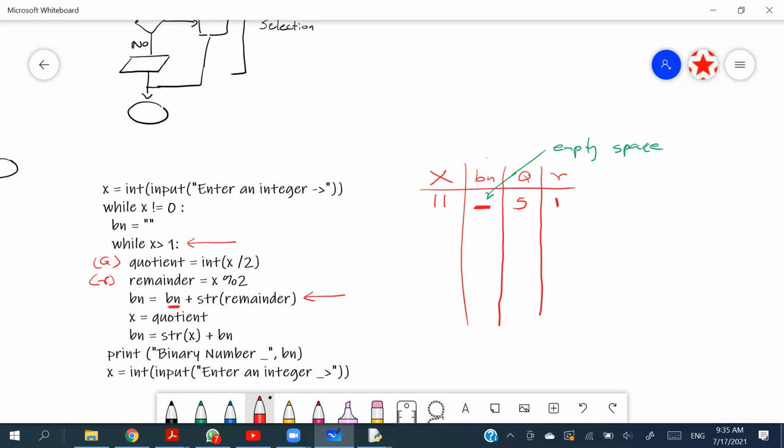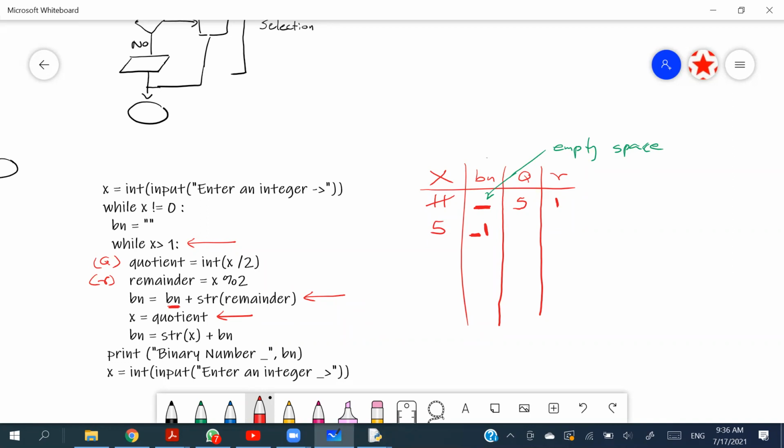So the remainder is 1. So this will give you the empty space and 1 over here, right? So that's how the concatenation happens. Then later it says quotient is given to the x. That means hereafter x is going to be 5 because q is 5. I'm sorry, yeah, quotient is 5, right?